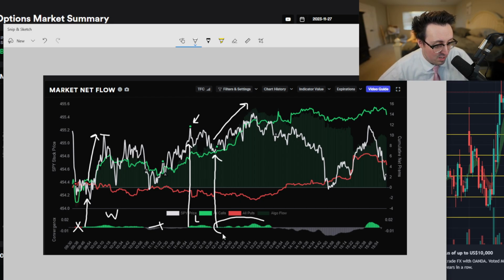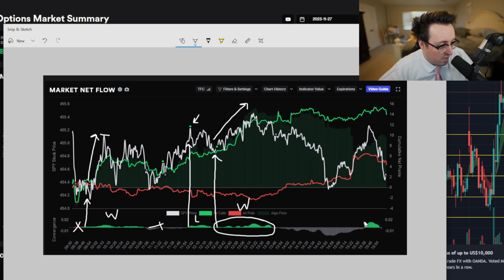So this one is a good one here. This one went from like 454.90 or so on SPY, and then went all the way up to 455.40. So that was a 50-cent move to the upside. We will count that one as a win. That was a really, really good one there.